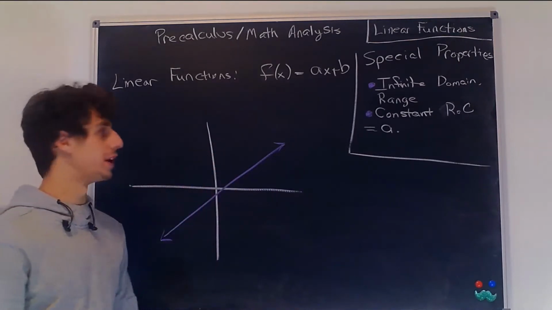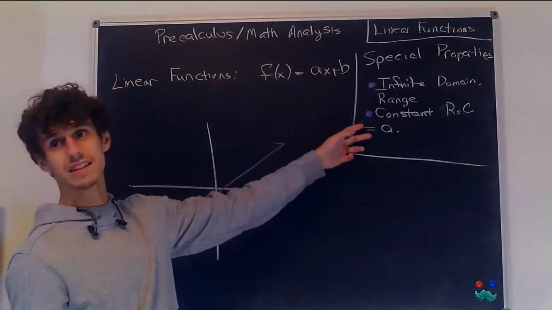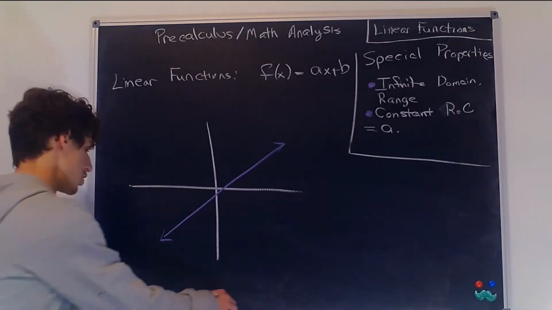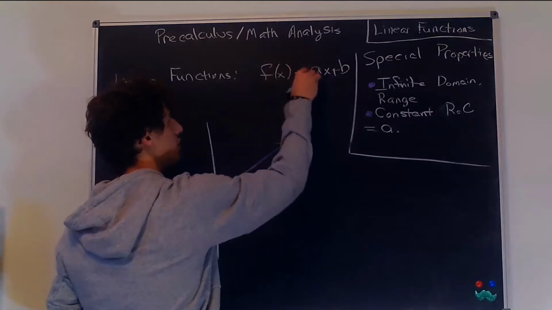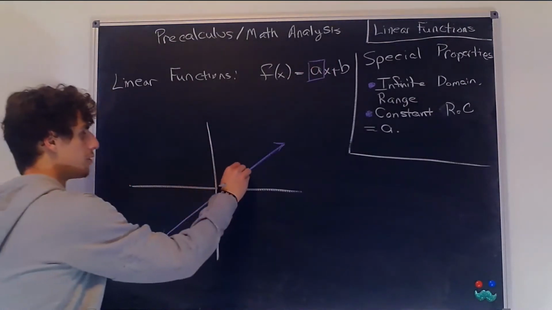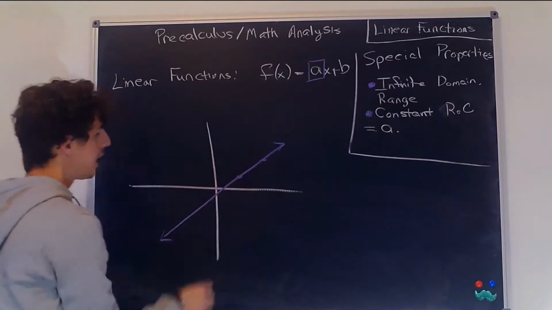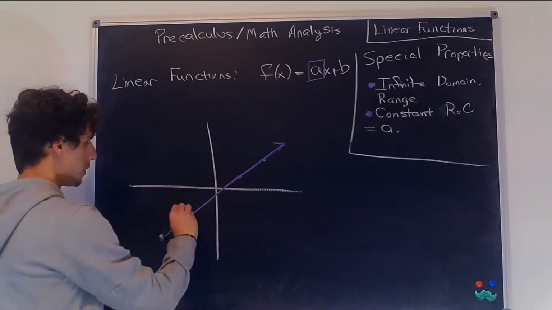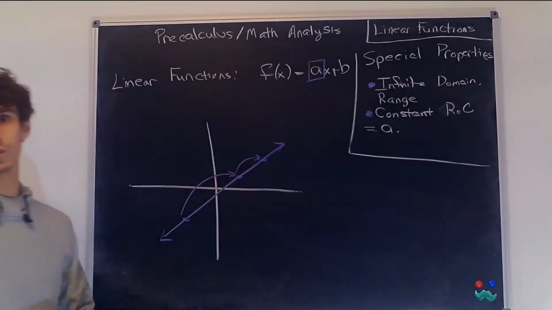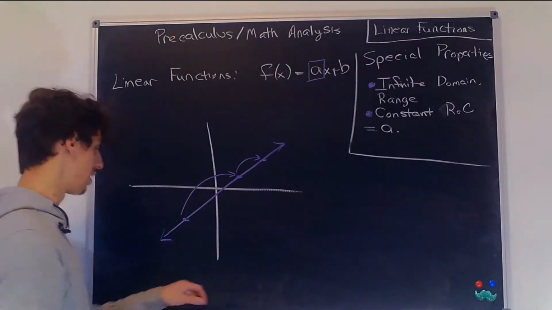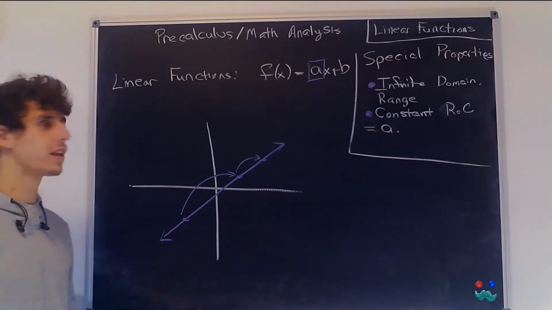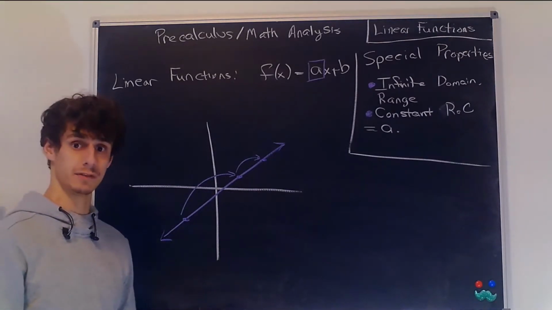Another special property of these linear functions is their constant rate of change. All linear functions have a constant rate of change, which is equal to a, or the slope of the linear function. So this a is going to be the rate of change from here to here, and here to here. It'll be this rate of change, and it'll be this rate of change. It'll be the rate of change for any point along the entire line. Okay, now that we've gone over the special properties, let's look at a couple of problems involving these linear functions.